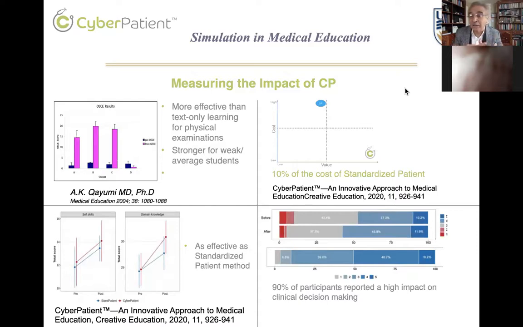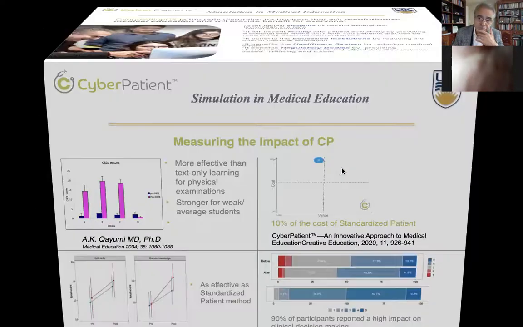Now they did the comparative analysis, and guess what? Same thing. CyberPatient moved a lot of lower achievers to higher achievers. And the number of higher achievers in the CyberPatient group that were far away from the university was significantly higher than the number of higher achievers in the traditional group.